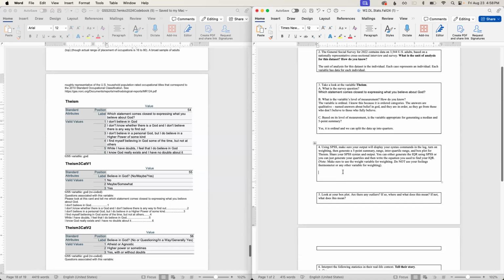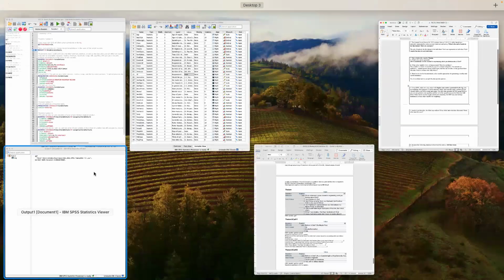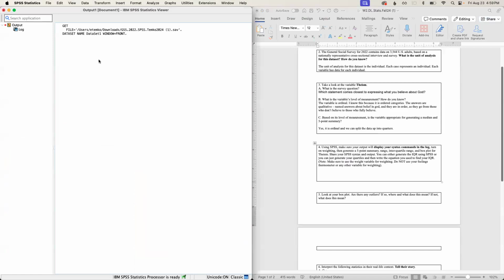So now it's time for SPSS. There's a couple things to do here. I'll show you this both with dropdown and with syntax. The first thing we want to do is just make sure that our output's going to display our syntax commands in the log. So that means that when we do something, the syntax will pop up in the output telling us what we did. So there's two ways to do that.